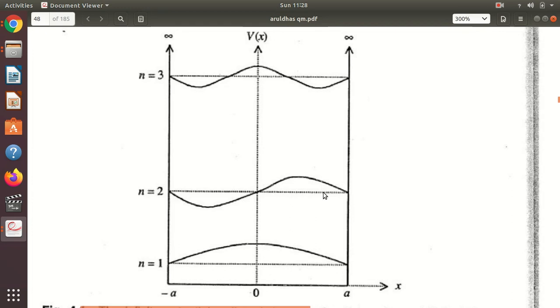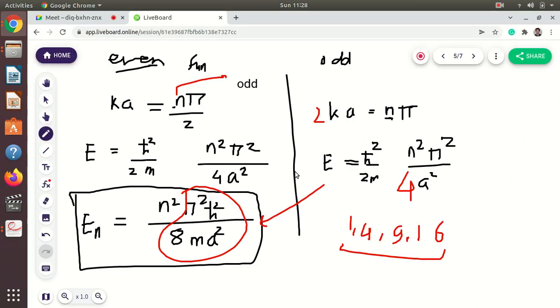From the first to the second level there is a gap, from the second to the third there is a gap, from the third to the fourth there is a gap. Because of this gap we call this the discrete nature. Therefore the word quantum is used for this mechanics. It is related to the discreteness. So what is discrete? Energy is discrete but the wave function is continuous.